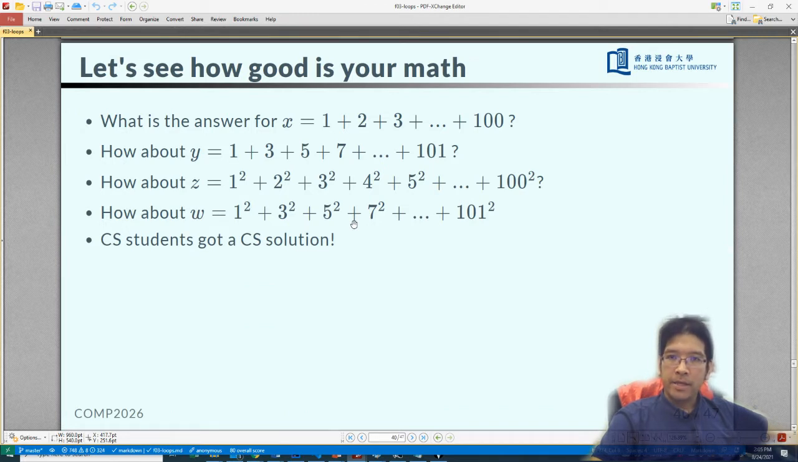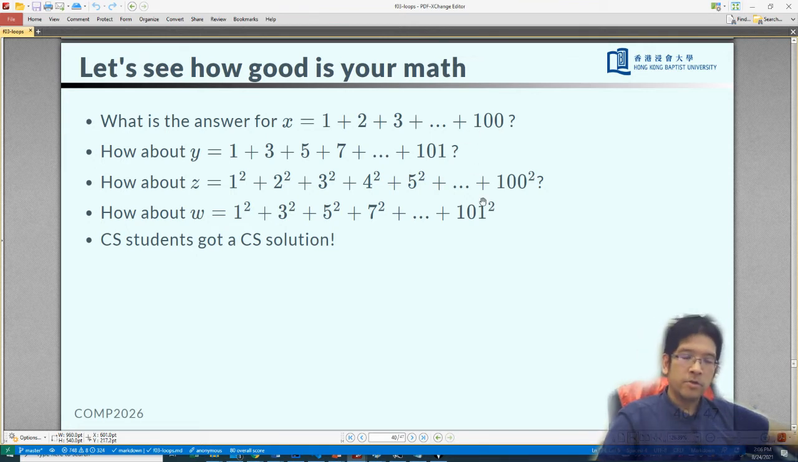Let's look at another example. Assume we want to produce these numbers. Now we know there are mathematical formulas for each of those. For example, for x, that will be 1 plus 100 multiplied by 100 divided by 2. Sorry, 1 plus 100 times 50. That will be 5,050.